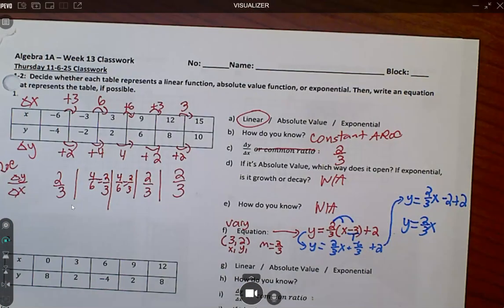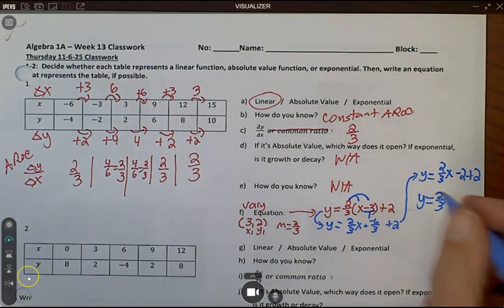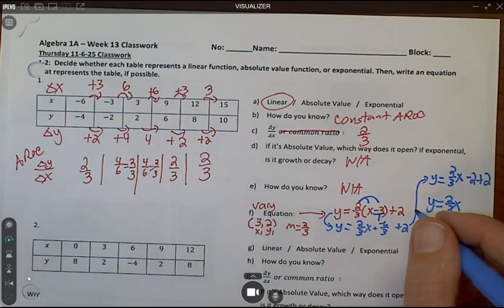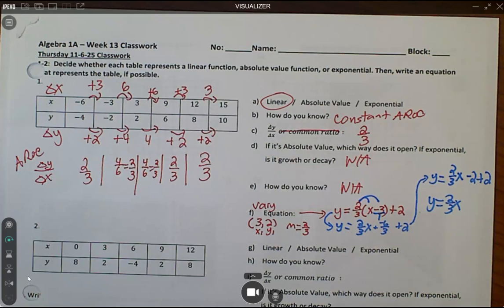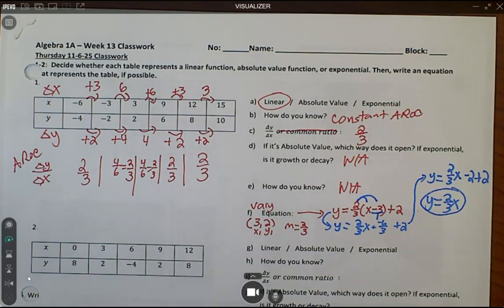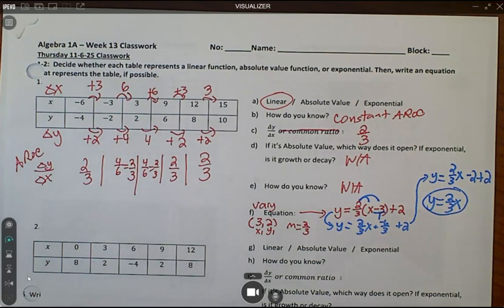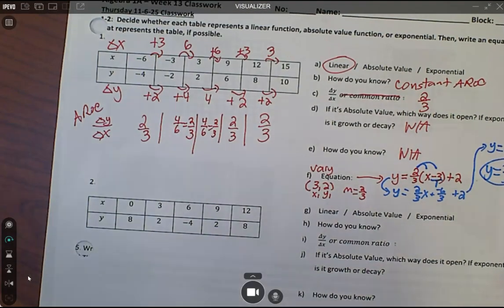Let's see if I did it right. 2/3 times -6, hey, that's -4. 2/3 times -6, that'd be -12 over 3, -4. If I choose x as -3, 2/3 times -3 is -2. Yeah, so it worked. So that's what I would do. Whatever ordered pair you pick, it should simplify to that. Okay, here we go.